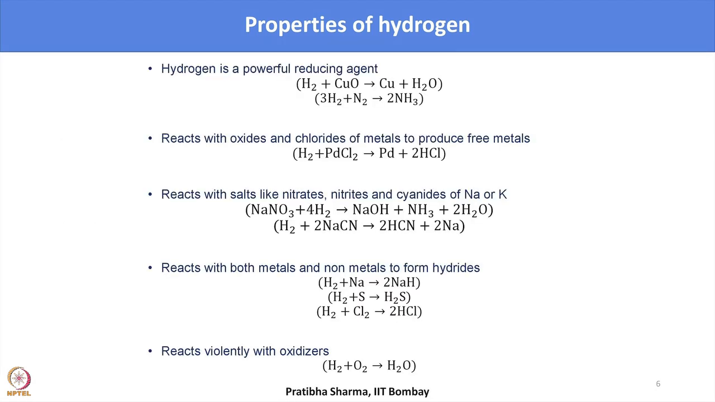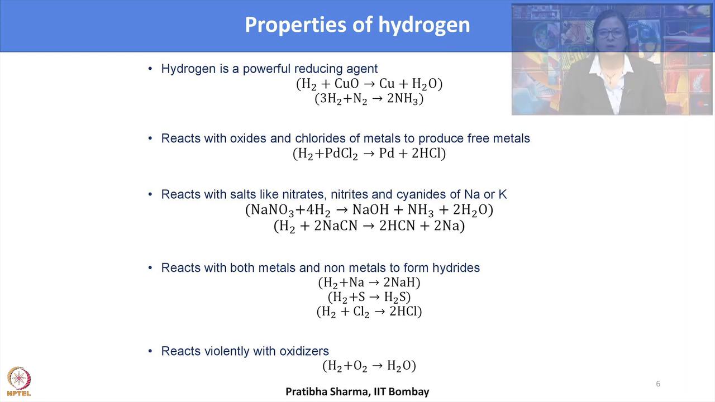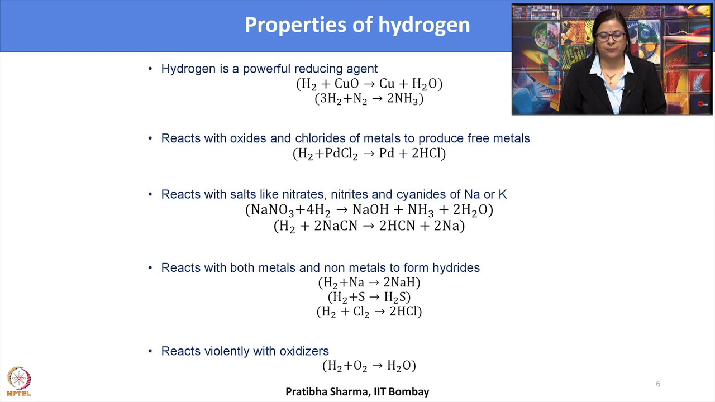If we look at the chemical properties of hydrogen, we know that hydrogen is a powerful reducing agent and it can react with a large number of salts, oxides, chlorides, nitrates, nitrites, and cyanides to convert them into free metal. It can react with most of the elements in the periodic table, both metals and non-metals, to form hydrides. It can react with various oxidizers, producing a lot of heat. It reacts violently with these oxidizers.